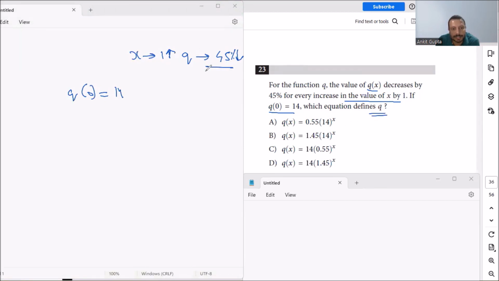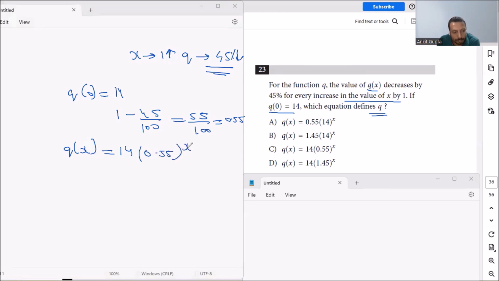Now q is decreasing by 45%, right? That means it is actually becoming 1 minus 45 by 100, which is equal to 55 by 100 of the previous value, right? So which is 0.55. So we are looking for a function of q of x, which has a constant as 14 for the value of x as 0 and gets multiplied with 0.55 raised to x power, right? Because for every increase in the value of x, it is actually getting multiplied by 0.55. So answer, if we glance at the option choices, answer will be option number C for this one.